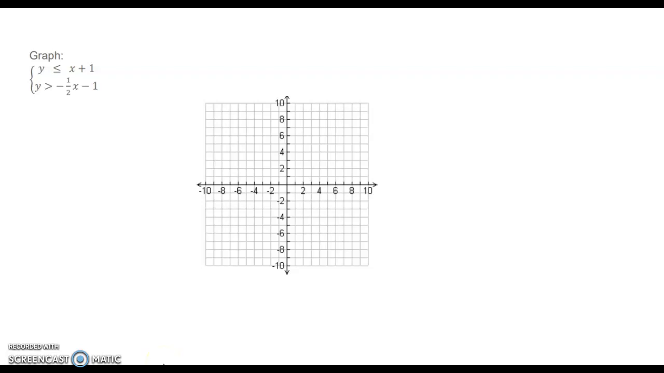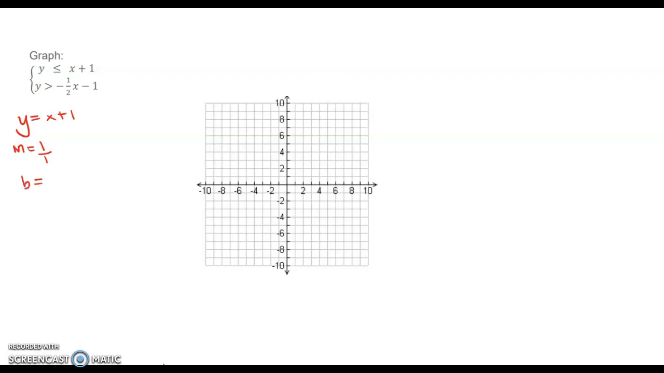We need to graph these two inequalities. So I'm going to start just by graphing one line at a time. For the top one, we can even temporarily think of it as y equals x plus 1. So notice it's in slope-intercept form. My slope is the number in front of x. In this case it will be 1, and I can do 1 over 1 for rise over run.